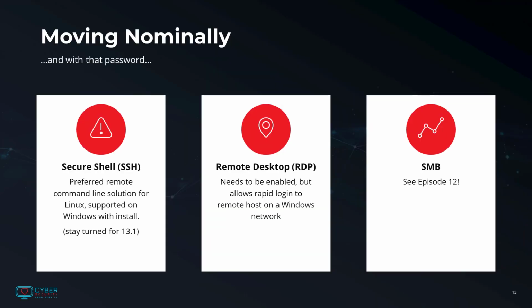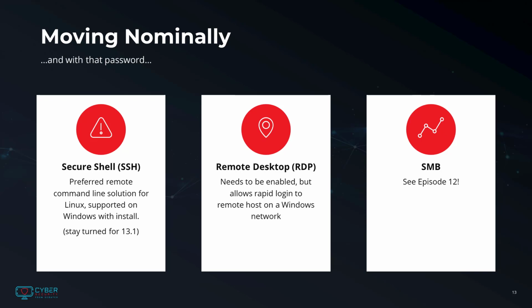There are a lot of different services on a network that can use username and password and allow an attacker to move around, but there are a few big ones that tend to be common compromise points. The first, especially in a Linux environment, is Secure Shell, or SSH. This is the preferred solution for administrating systems over the command line with Linux, and it can be supported on Windows with an install. There's a whole thing about SSH management, and we'll talk about this in episode 13.1: how it can be used for compromising systems, how it can be used as a tool for pivoting through a network, and so on and so forth.